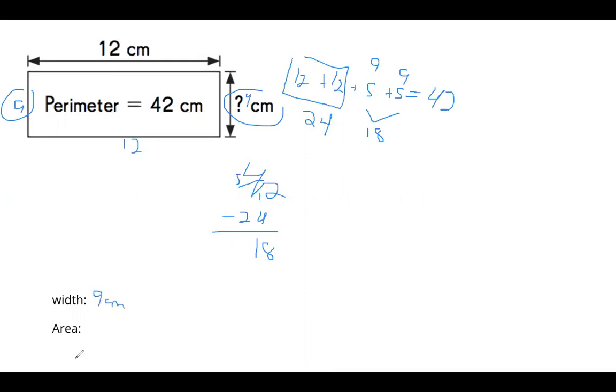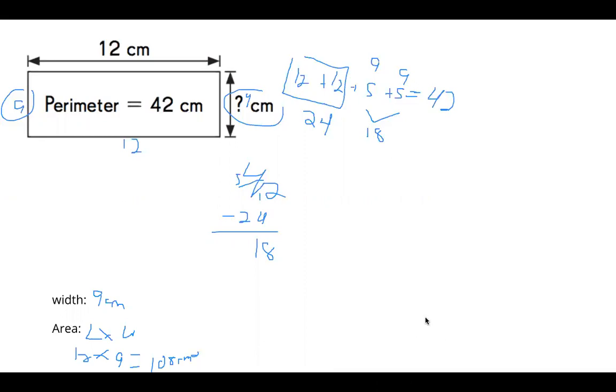And now that I have that, I can figure out my area. I know area is how long it is times how wide it is. So my length is 12 times my width, which is 9. And then I'm going to get 108. And I have to put centimeters squared. Make sure that you give yourself a tally if you got this one right.